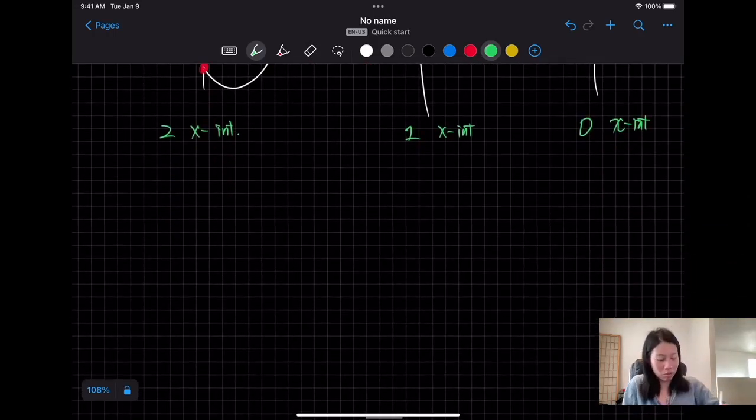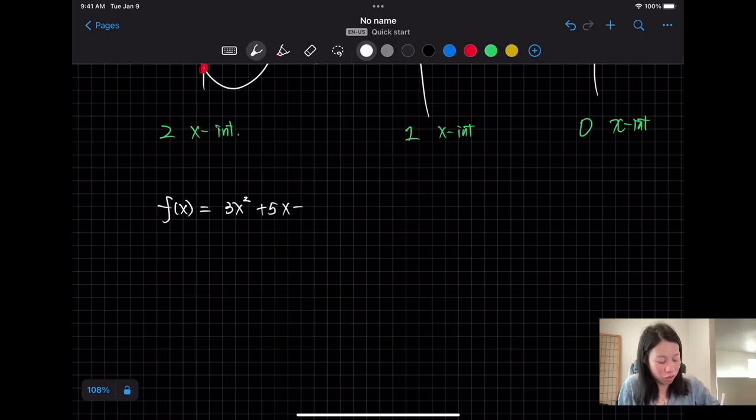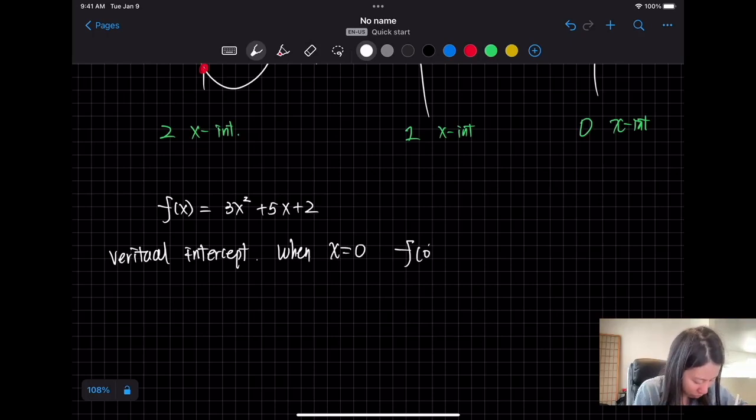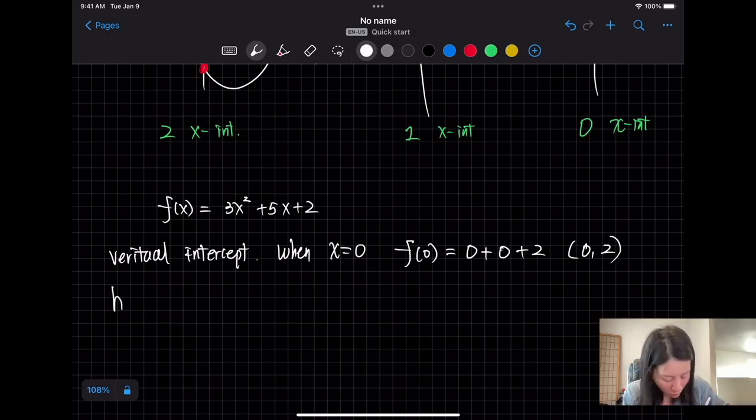So now, example, I want you to find the x and y intercept for this function. Okay, y-intercept, easy, which is our vertical intercept. It is when x equals 0. I substitute x equals 0 into the function. I have 3 times 0, 0, 0 plus 2. So your y-intercept is 0 and 2. So now the horizontal intercept.